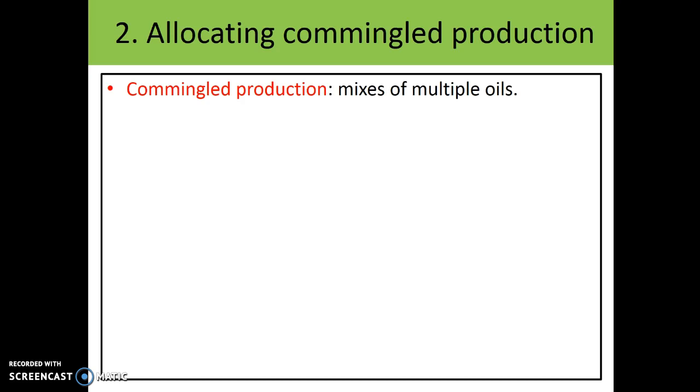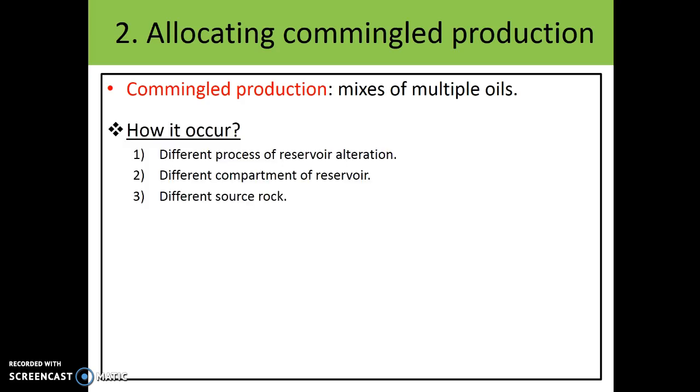Alright, the second task of a production geochemist is to allocate commingled production. What is commingled production? It is actually a mix of multiple oils in a produced oil. So how does it occur? Simple, there are three processes that cause the commingled production.